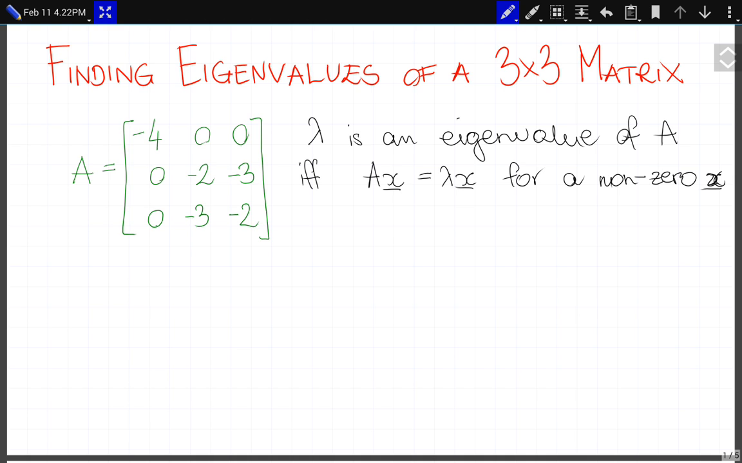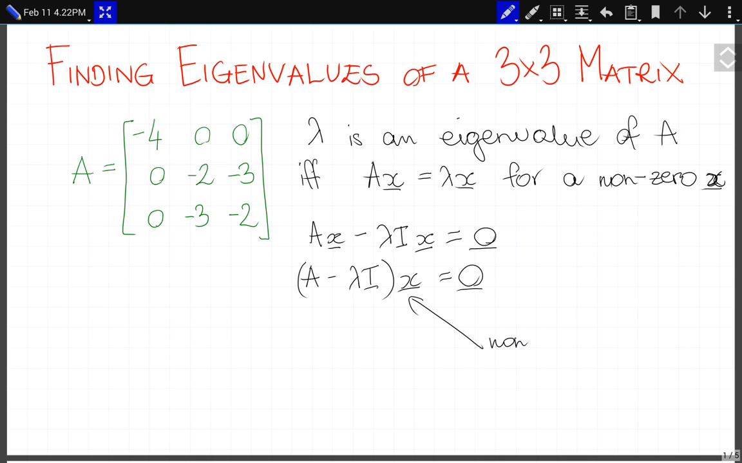Now we can rearrange it to see that A times x minus lambda times the identity matrix times x equals the zero vector. We can just plug in the identity matrix because it doesn't really change anything, it's just 1. And if we take x out of the bracket, we have A minus lambda I times x equals the zero vector. Now we know that x is non-zero, so we need this bit to be equal to 0.